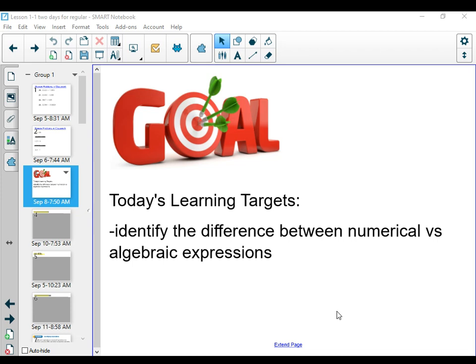7th graders, welcome to your first official math lesson of the year. And you can see that today's learning target is to identify the difference between numerical and algebraic expressions.